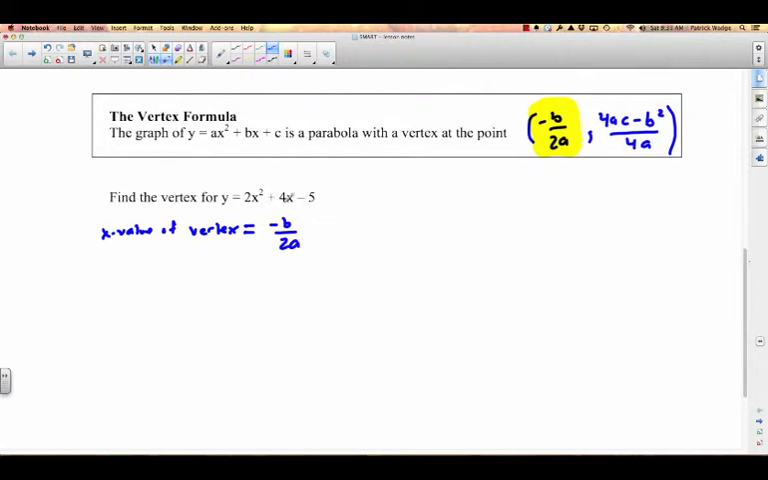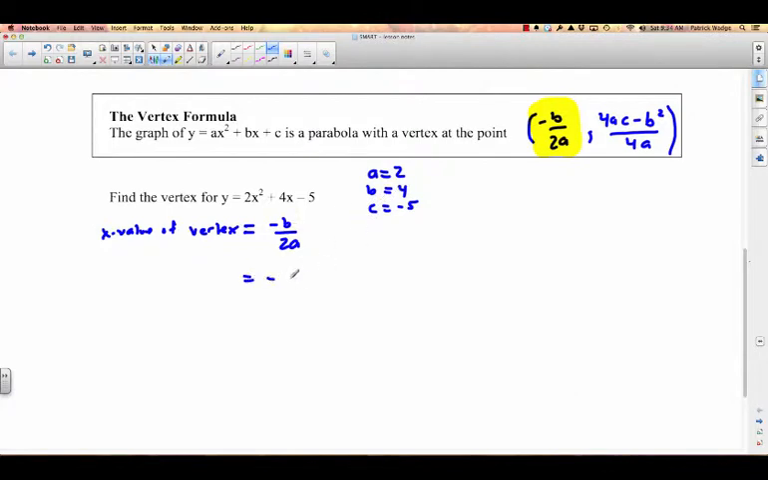So all I have to do is figure out what's a and b and c in this question. Well, the a value is 2, the b value is 4, and the c value is negative 5. Again, you don't need to write that down, but I'll just do it so you understand what I'm doing here. Alright, let's fill it in.